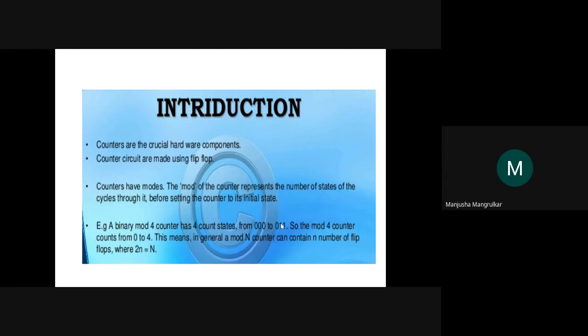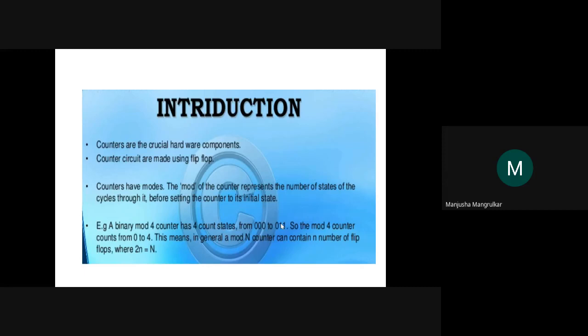In general, a mode N counter counts the number where 2 to the power n is equal to capital N, right? It contains N numbers, which means 2 to the power n is equal to capital N, right? If it is a 3-bit number, then 2 to the power 3 means what?